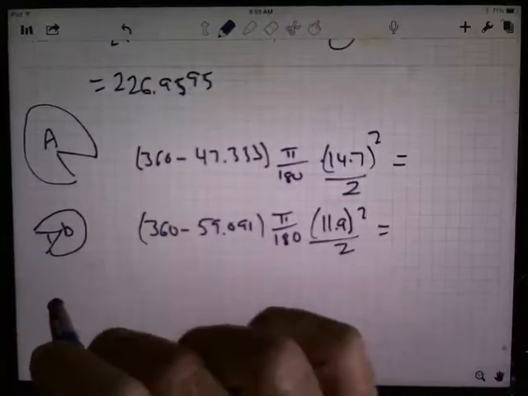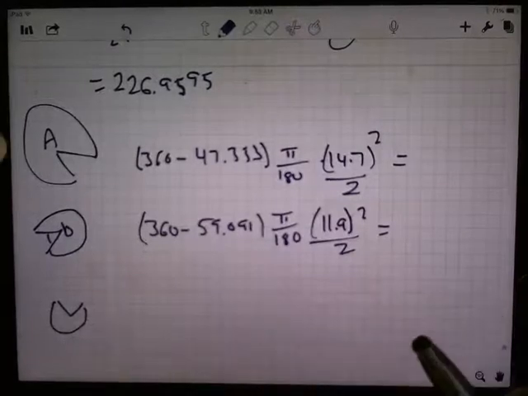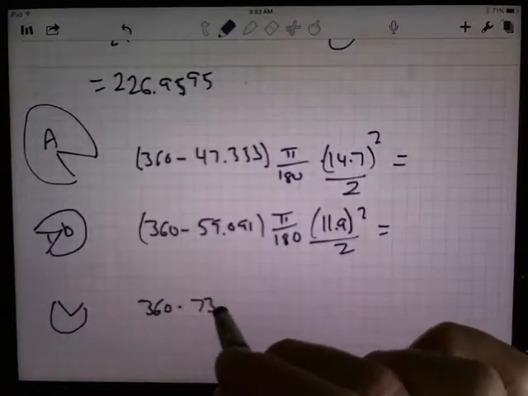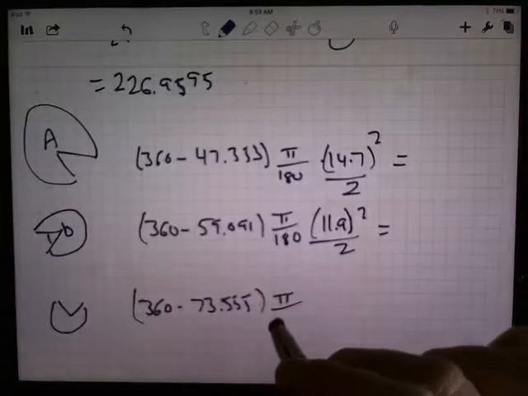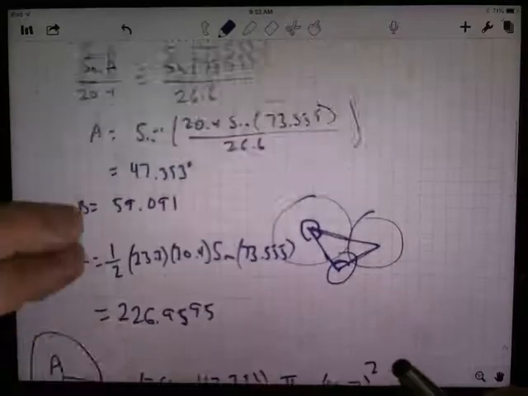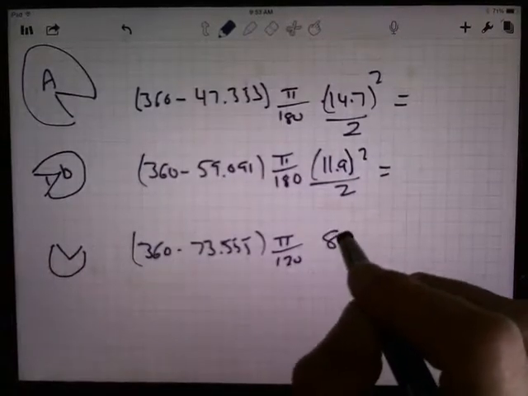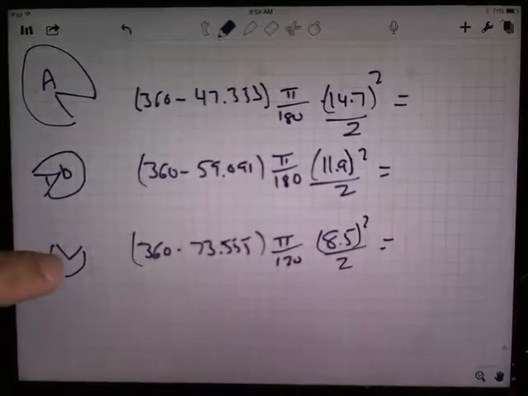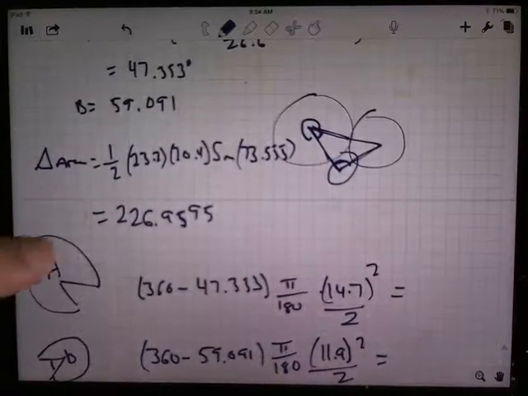And lastly, I've got angle C with its Pac-Man around it. That angle was 73.555, so 360 minus 73.555. That's in degrees, so convert it to radians. Multiply by the radius squared over 2, and the radius of that bottom circle is 8.5. There we go. Over 2. And the total area is going to be this Pac-Man plus that Pac-Man plus that Pac-Man plus the area of the triangle that we just calculated here.